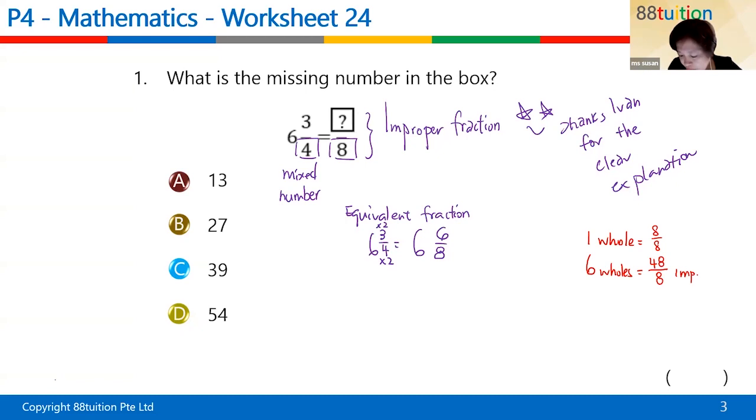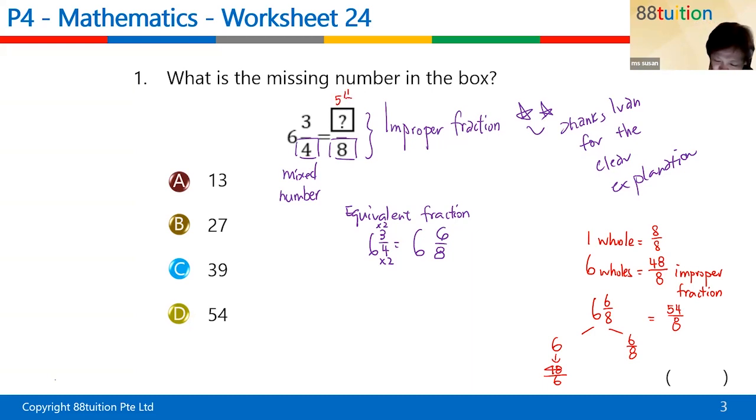So 6 times 8 gives you 48 out of 8. So this becomes an improper fraction, as what Ivan just now mentioned. The numerator is greater than the denominator. On top of that, I have another 6 out of 8, so 6 wholes and 6 out of 8. This one you remain at 6 out of 8. Now the 6 wholes, I have changed from here to here. So in total, I add them up. 48 plus 6 will give me 54. So this is 54 out of 8.